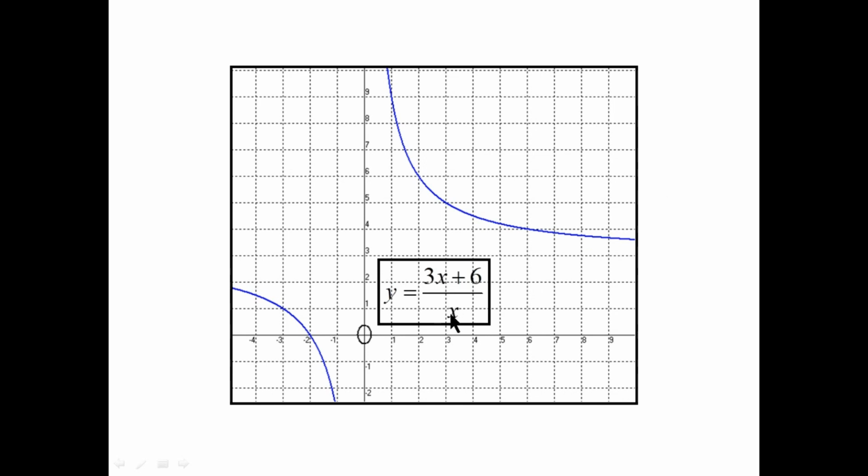Here's the graph of y equals 3x plus 6 over x. That was the curve in question, and we were interested when x equals 3. What's the slope there when x equals 3 at that point? So the tangent would be going by and touching it just once, and we found that the slope of the tangent was negative 2/3.